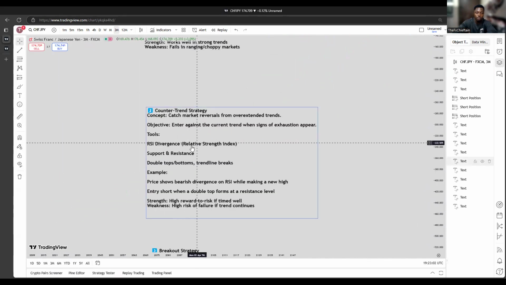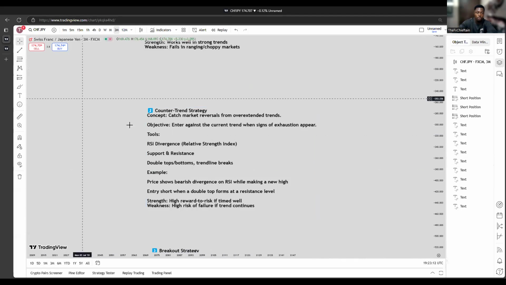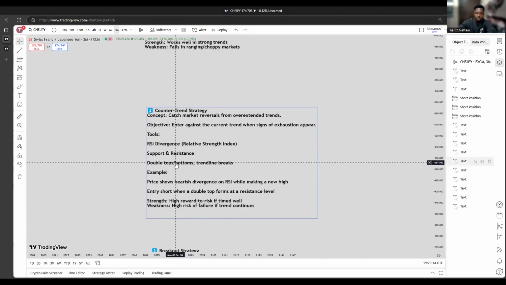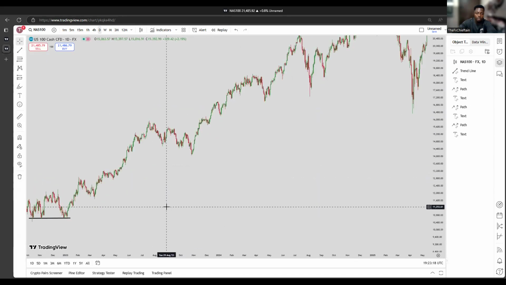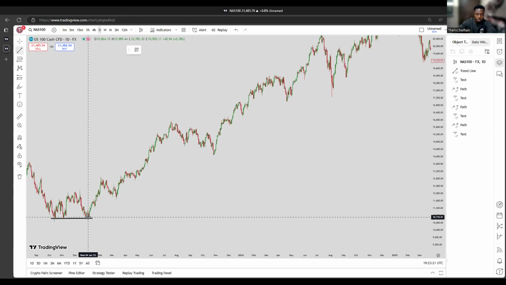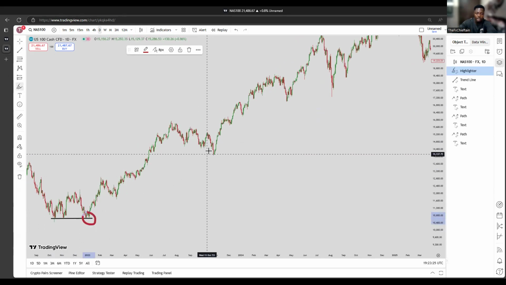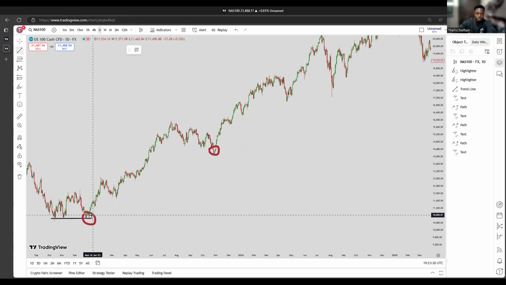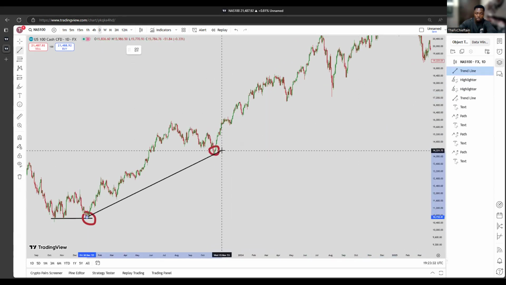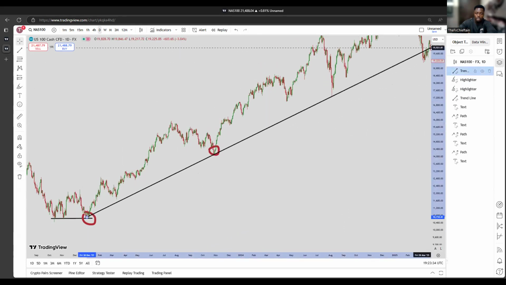The first one here, we talked about the RSI divergence, support and resistance, and then the double tops and bottoms. So let's start with the double top, bottom, and trend line breaks. Now we have this level. Remember how our trend line works: you want to take two peaks, or two troughs. Here we're taking the troughs of this rise. We want to place it here first, and then extend it to the future.